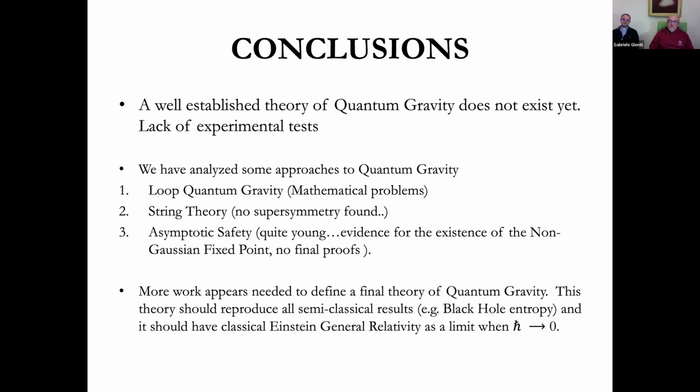More work appears to be needed to find the right theory of quantum gravity. One way of proceeding is to compare the results, as has been done in the case of black hole entropy, of quantum gravity with Einstein General Relativity, in the case in which, when you take the classical limit, you send h bar to 0, and you can confront the result you have with your theory of quantum gravity with the classical result. That's it.